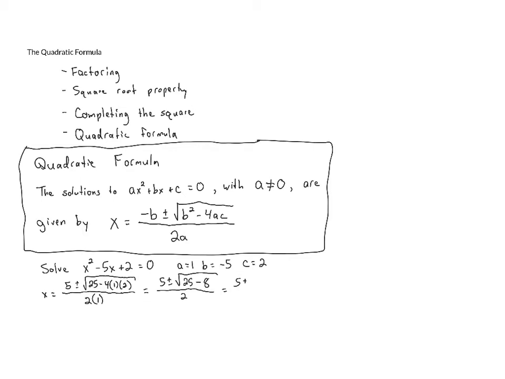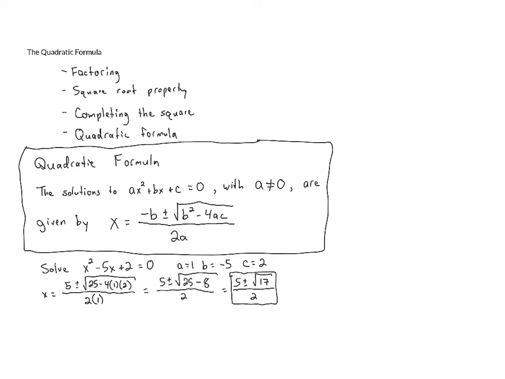And then 25 minus 8 is 17. So we end up with a 17 inside the radical. Now 17 is not a perfect square, and it doesn't contain any perfect square factors, so there's nothing we can really do here to simplify this, and none of these are going to divide by 2, so we can leave our answer like that. This is fine for an answer.